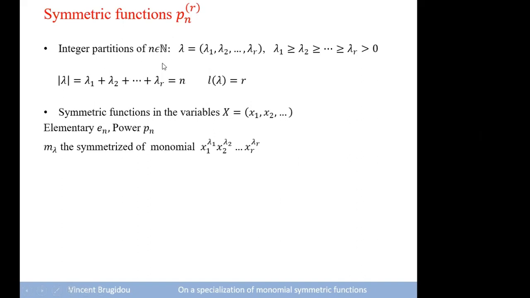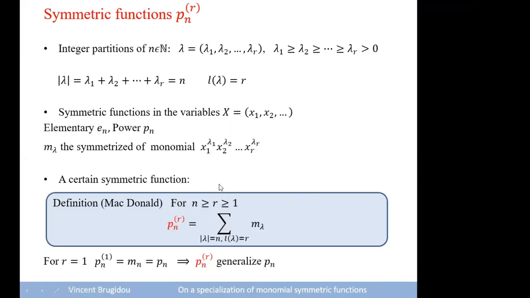For an integer partition, the weight is that and the length is equal to R. We need three usual symmetric functions: the elementary En, the power symmetric function Pn, and m lambda, which is the symmetrization of this monomial. Pnr is defined with Macdonald notation by this sum over lambda verifying these two conditions.